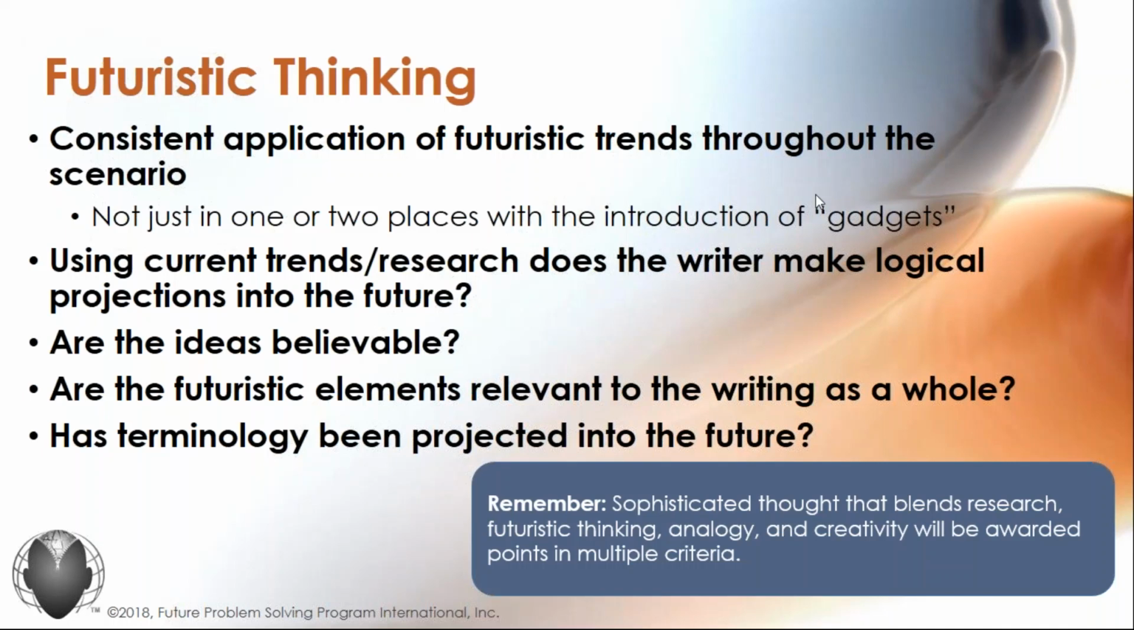And I like this reminder. We are looking for sophisticated writing, looking at the research, looking at the futuristic thinking, analogies. That's a really great craft to teach students if you are a coach also, making those analogies and creativity, and those will be awarded in those multiple criteria. So you might think that futuristic thinking is part of the creativity score, and you would be right. So that does come through in several different spots.